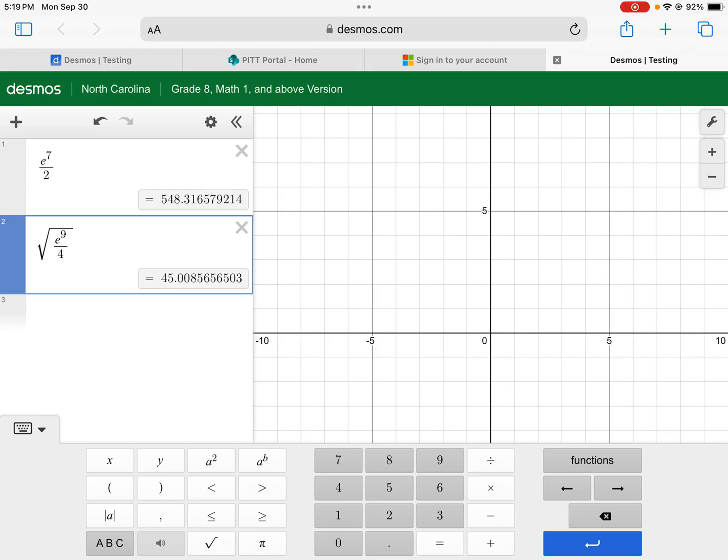And then we're going nearest hundredth once again. The second place is a 0. I look behind it is an 8, so that's going to round that 0 up to a 1. 45.01.